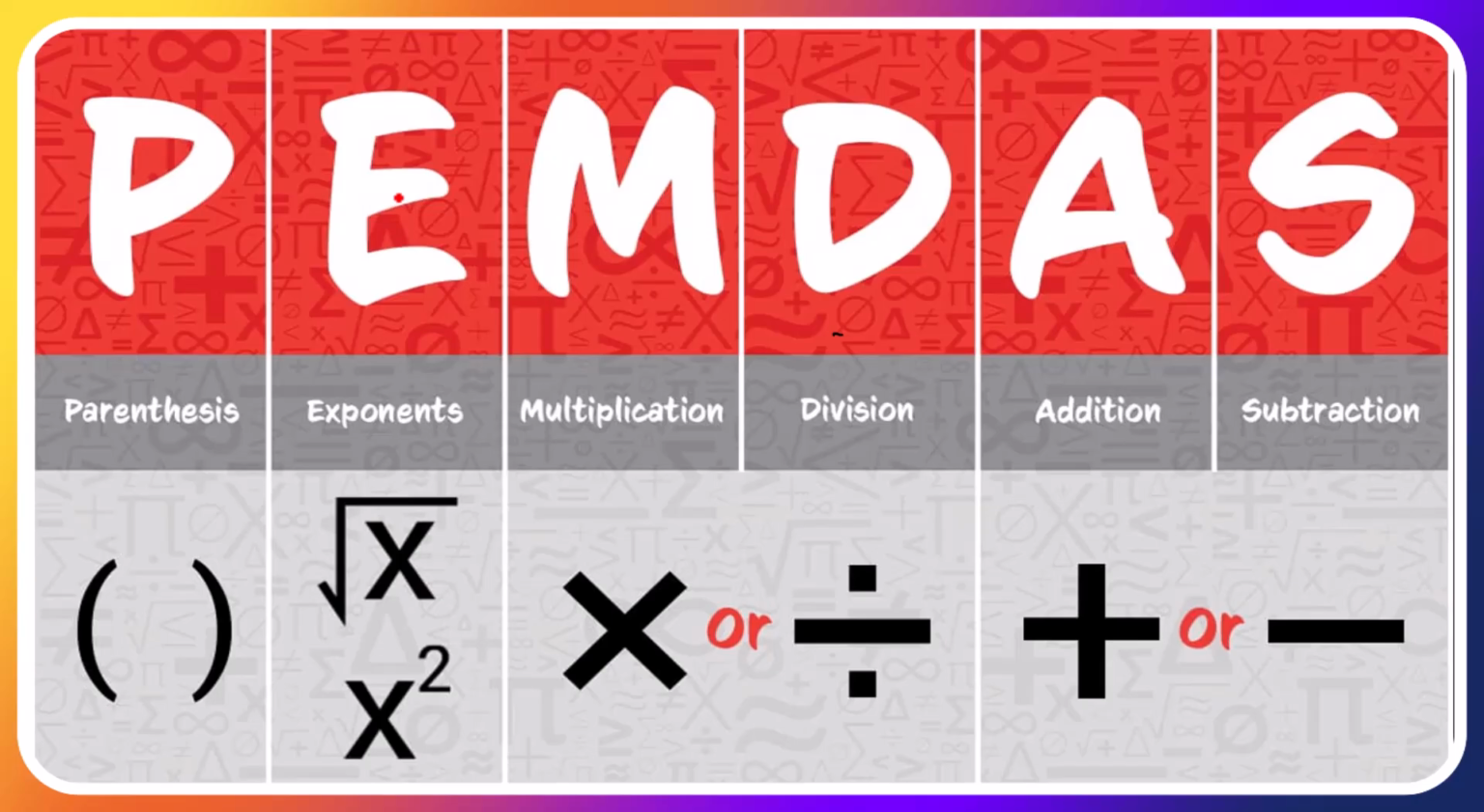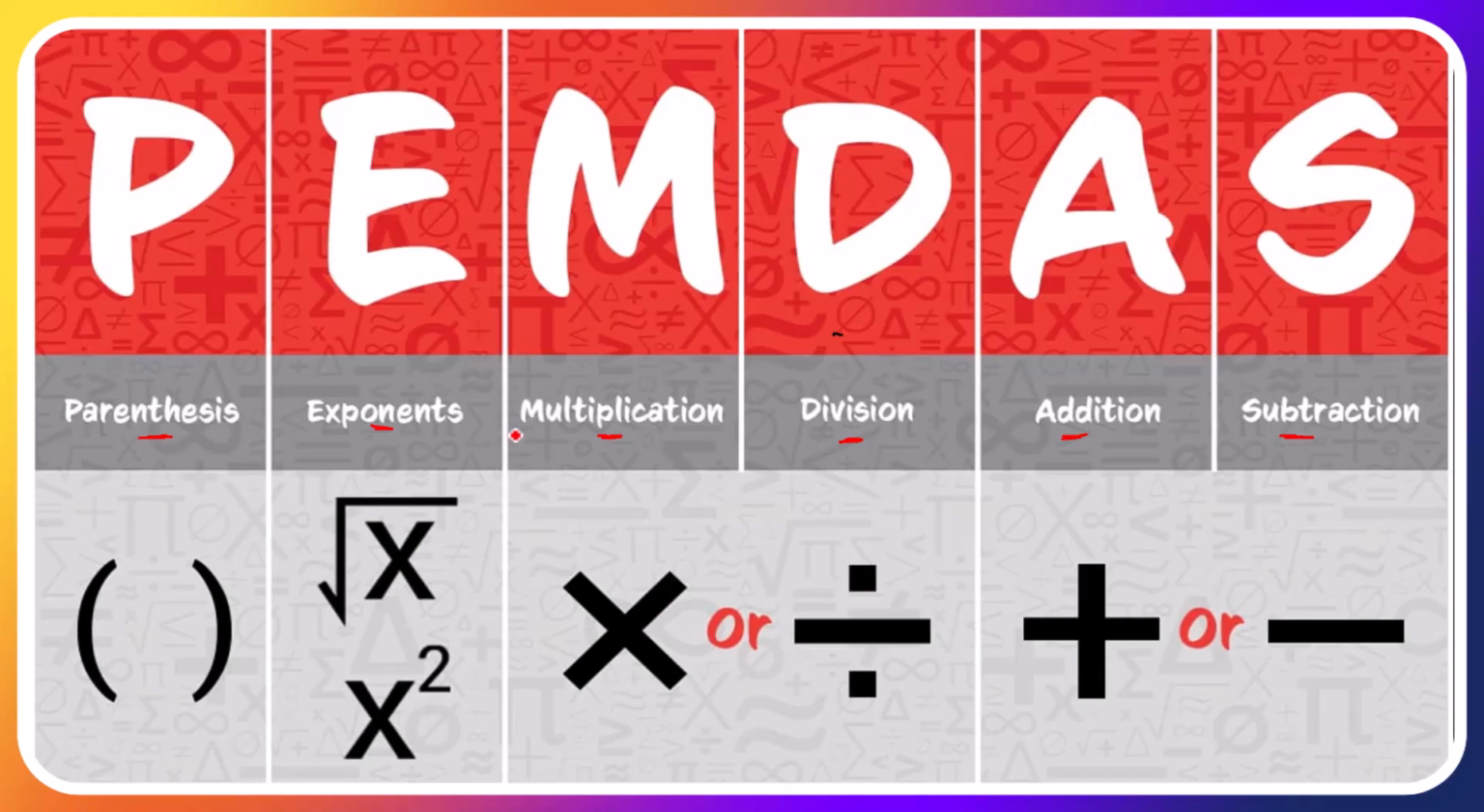Hello class, in this video we are going to discuss a certain order of operation called PEMDAS. Now PEMDAS is an abbreviated word which means P for parenthesis, E for exponent, M for multiplication, D for division, A for addition, and S for subtraction. So these are the symbols for these operations.